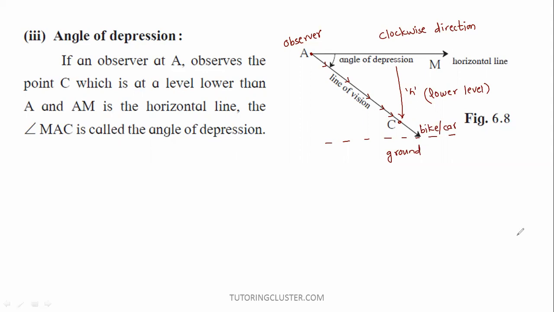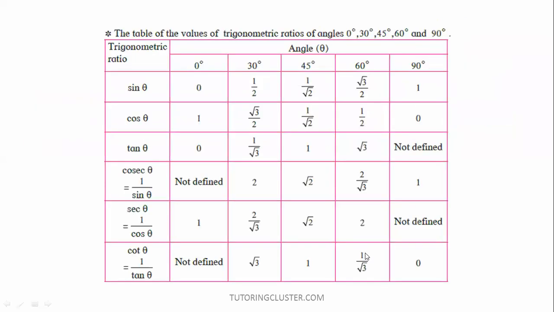Now, before starting the actual application, let us revise this. These are the trigonometric ratios. We have a total of 6 trigonometric ratios, and these are the angles. So you have to remember this. Please try to remember this table. This is going to be useful for solving the examples.